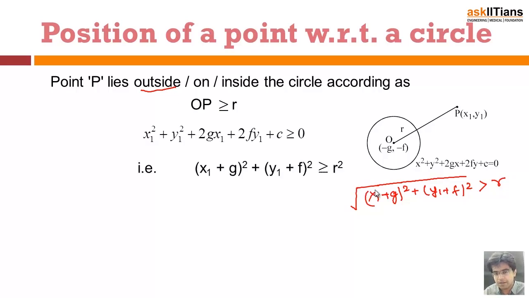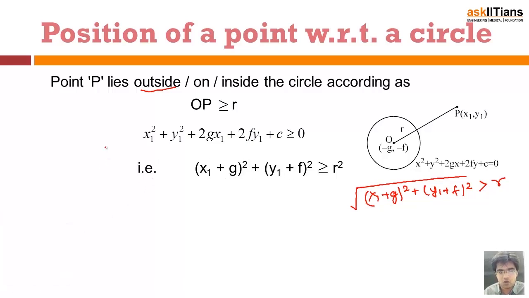Now what is happening here? If you expand this equation, then it will come up to this form. That means in this general equation we are trying to put this point x1 y1, and then we are trying to analyze what is the sign of this expression. Similarly, I can say that (x1 plus g) square plus (y1 plus f) square greater than r square means it is outside. Equal to r square, that means it's on the circle. And if it's less than r square, then it's inside. You can clearly see that I have just squared this equation.